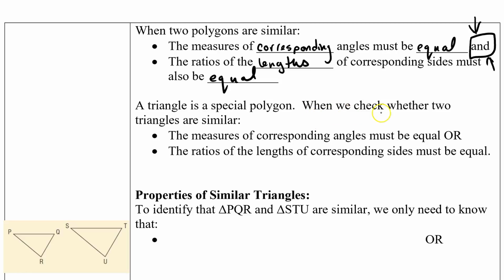So when we check whether two triangles are similar, the measures of corresponding angles must be equal, or, very similar wording, but we're using a little bit of a different word choice here, or the ratios of the lengths of the corresponding sides must be equal. So this kind of saves us a little bit of time. Remember how last time we had to make sure all the scale factors were equal and we had to make sure that they're all corresponding angles?